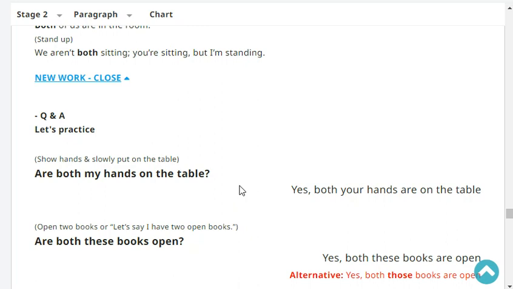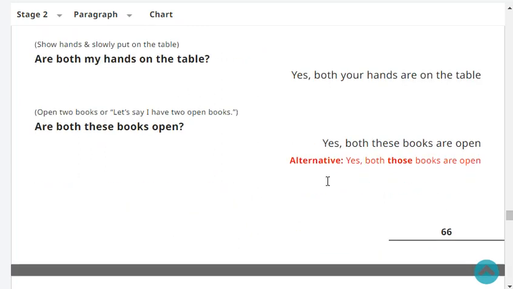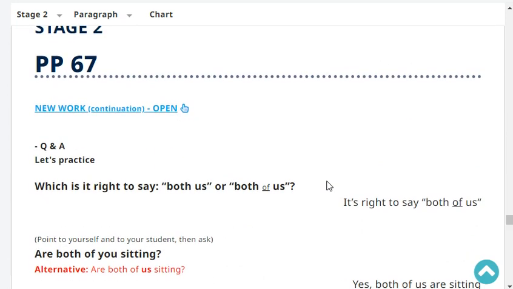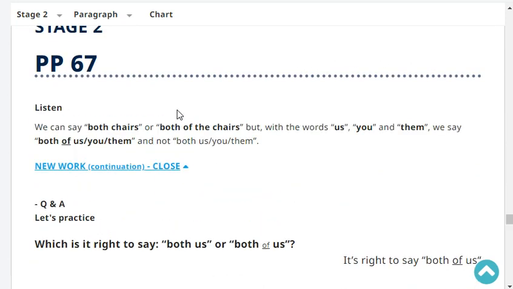Okay, next. Are both these books closed? Yes, both of those books are closed. Very good.